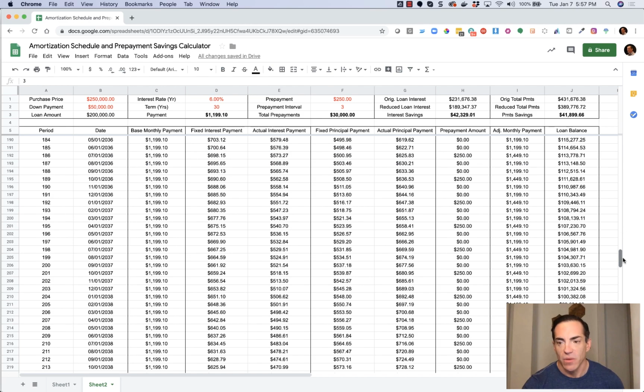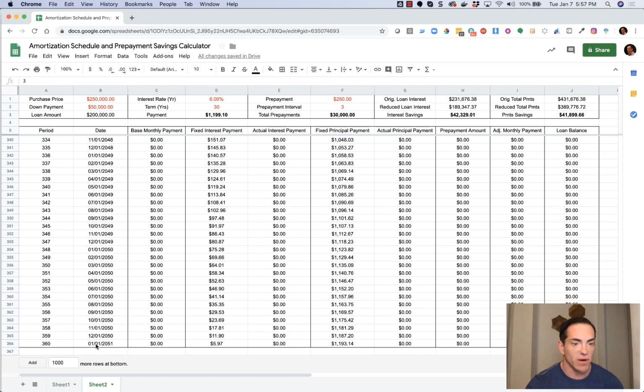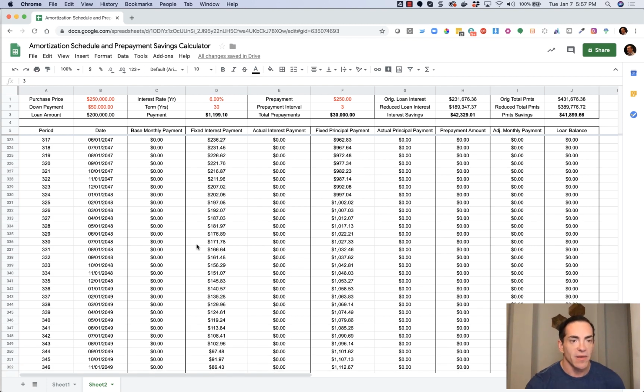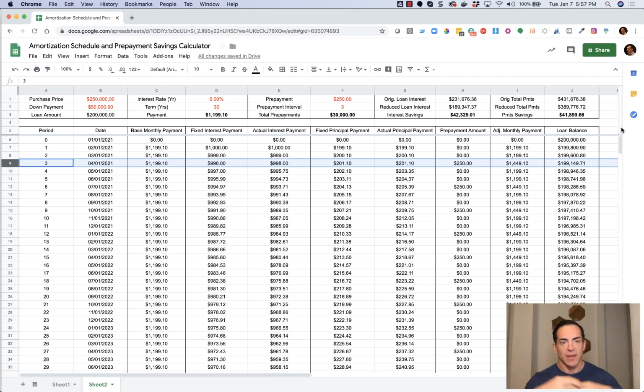And we can go down here, and because we've set this up with the conditional logic to start zeroing stuff out once the loan is paid off, we can see that it's all zeros after month 304, which is in May of 2046 rather than January of 2051. So we cut about 5 years off the term of our loan. So we saved over $42,000 in interest, and knocked 5 years off the loan. And this tool makes it easy.